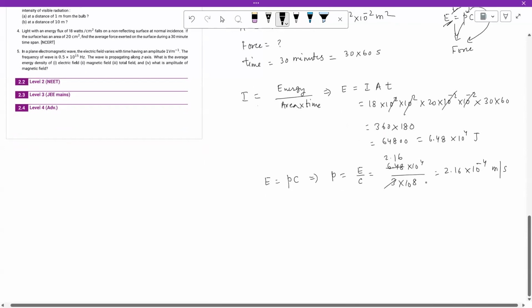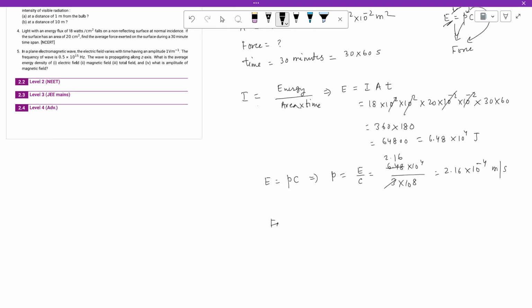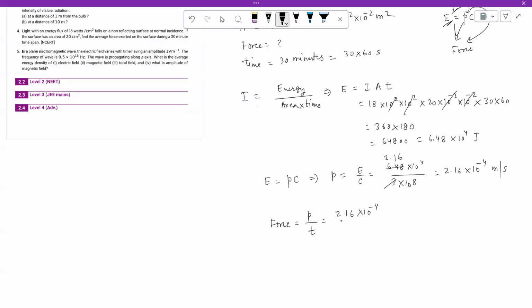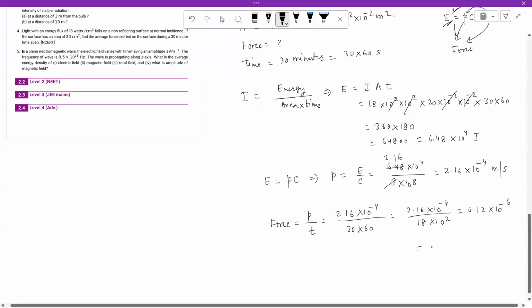Now we can calculate force. Force is momentum by time. So this is 2.16 into 10 to the power minus 4 divided by time, which was 30 into 60, that is 18 into 10 to the power 2. So this is how much? 2.16 divided by 18 is 0.12 into 10 to the power minus 6. So we can write it as 1.2 into 10 to the power minus 7 Newton. That is the force. Clear?